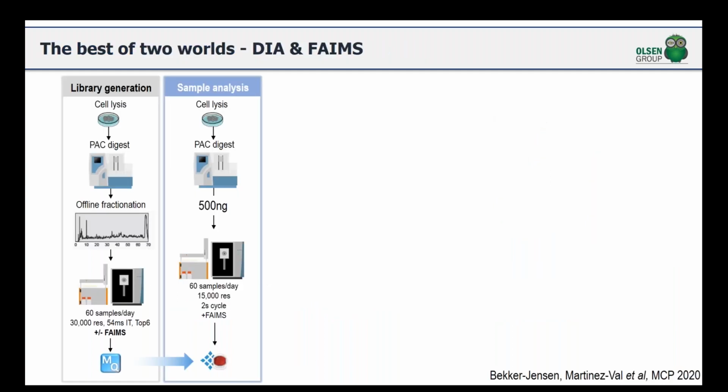So when we got the new instrument to test, we immediately set out to see what benefits FAIMS could have for our DIA workflows that we've been very excited about over the last couple of years, and where we typically would collect a very deep spectral library using offline high pH reverse phase fractionation and MaxQuant analysis in order to generate a high quality library, and then do the single shot DIA on the Orbitrap systems.